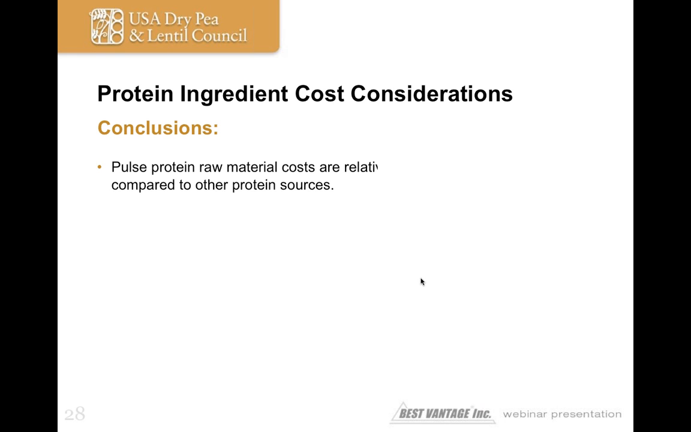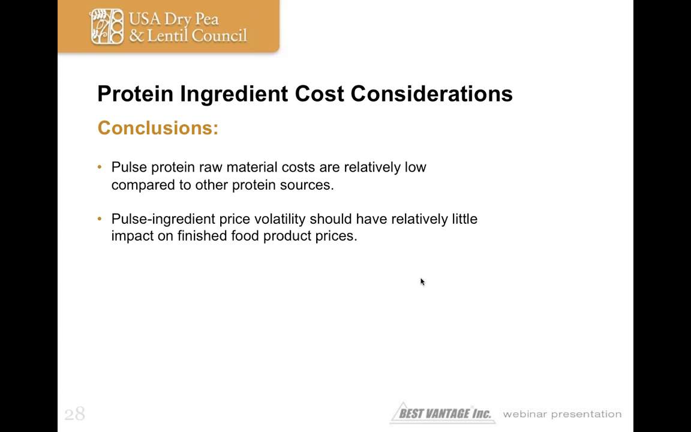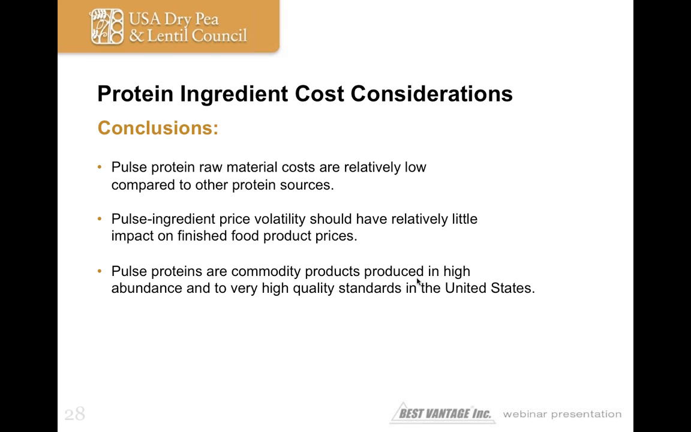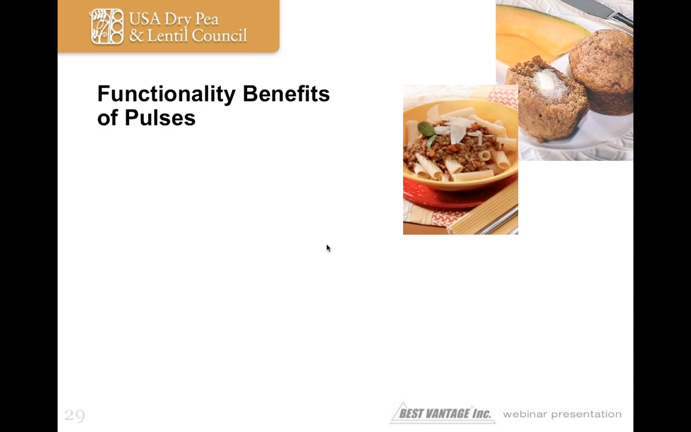So, in conclusion, about cost considerations, pulse protein raw material costs are relatively low as compared to other protein sources such as milk and eggs. The price volatility should have relatively low impact on finished food prices when using pulse based ingredients. Pulse proteins are commodity products produced in very high abundance and to very high quality standards in the United States.